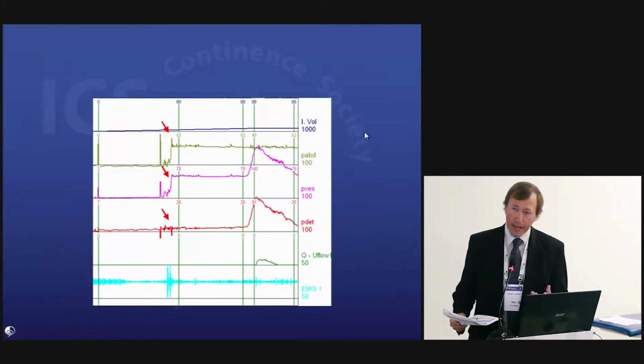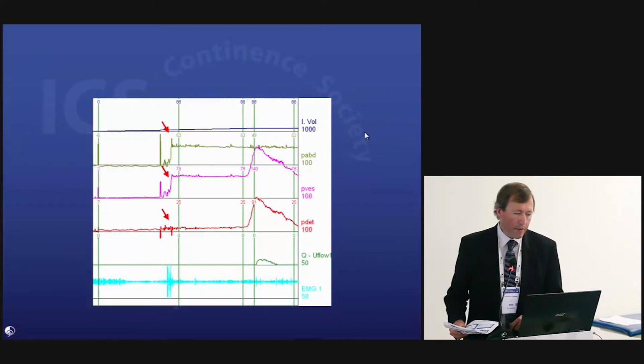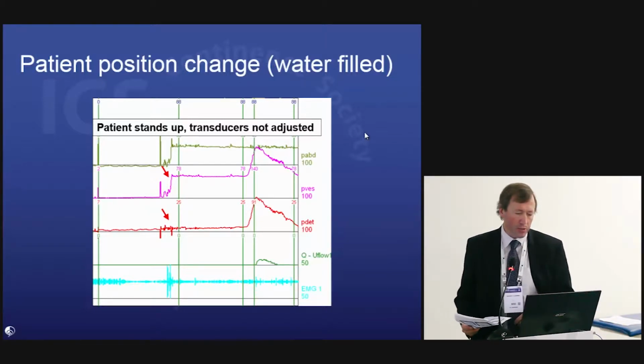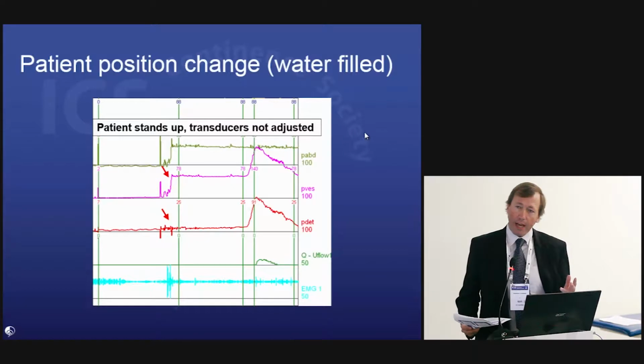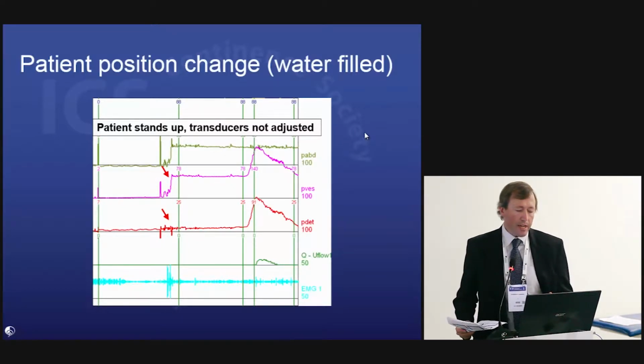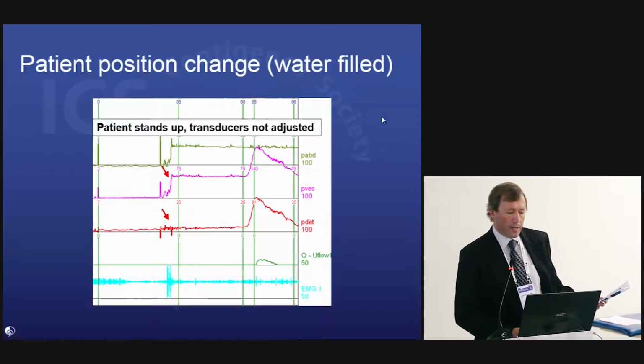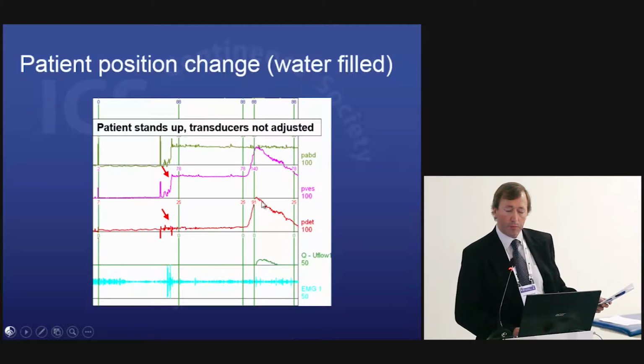Here's another one of the same situation where you have a patient position change and they stand up. So again, the pressure rises on the transducer because there's a higher water column pushing down on the transducer, if you like. But in this case, the transducers are not adjusted. So you can see that your baseline pressures are much higher than you would normally expect. So before this void, here, it should have been adjusted down, but maybe there wasn't time.